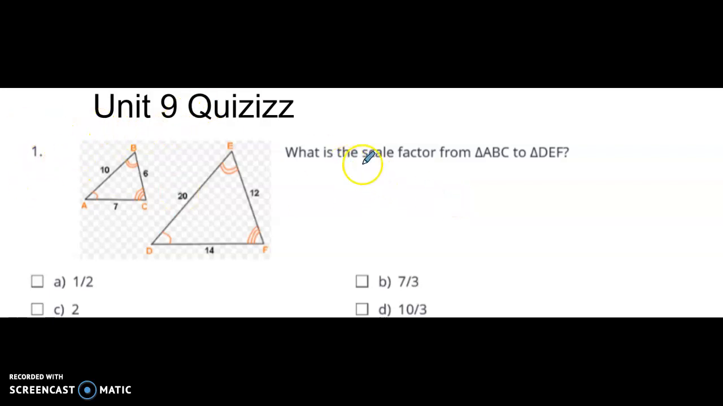So our first question wanted to know the scale factor from triangle ABC to triangle DEF. So this was our old, or our original, and this was our new image. So our scale factor, how are we getting from our old to our new? Well, how do we get from 10 to 20? Times 2. 6 to 12, times 2. 7 to 14, times 2. So our scale factor is 2.